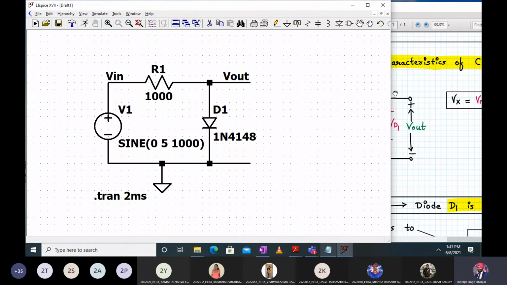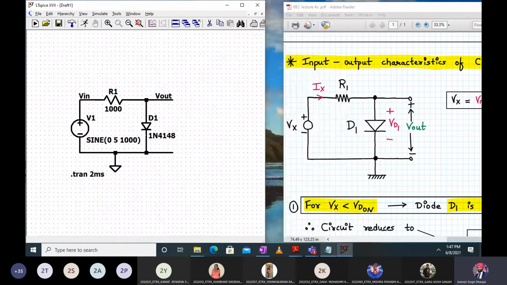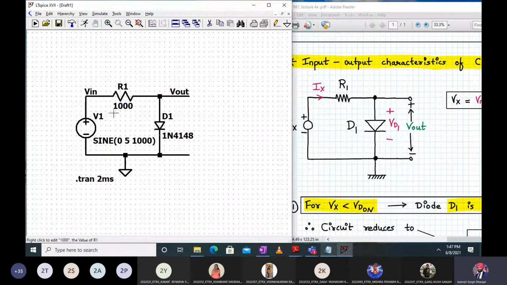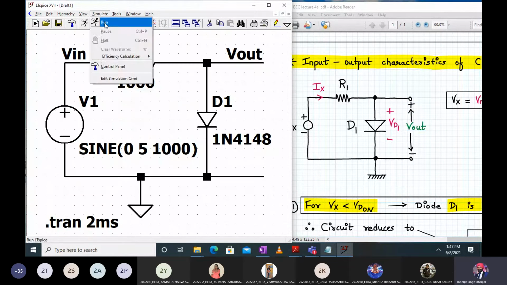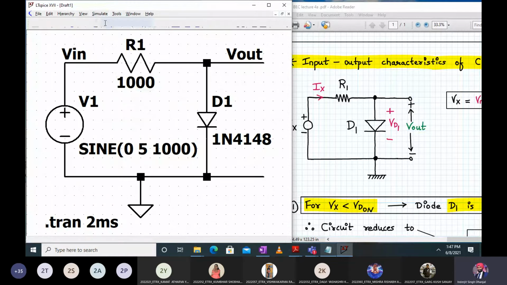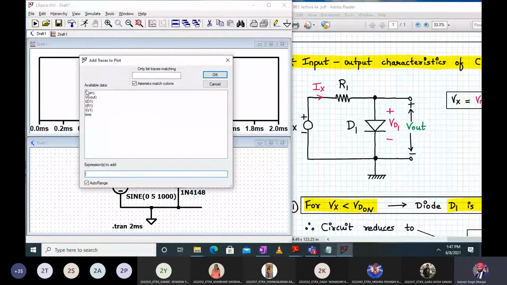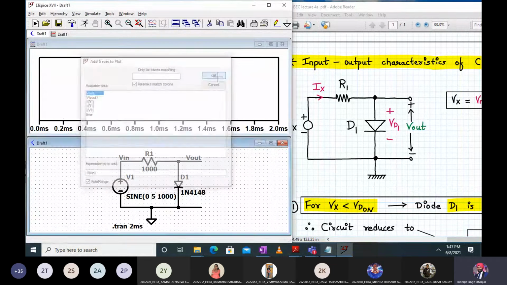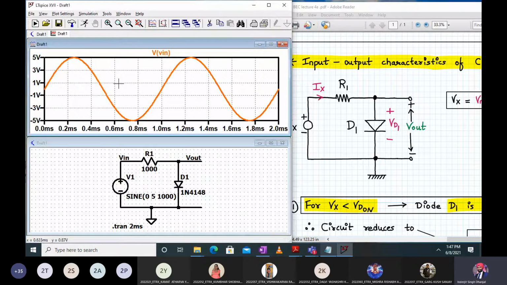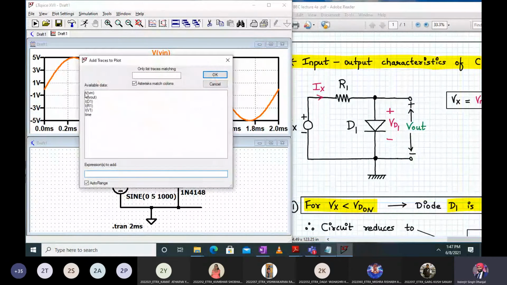So here is the circuit. Again, you see the circuit to the left and the right are now the same. Earlier I didn't check properly. Now you go to simulate, click on run. I'll right click, add trace, V in. This is my V in, and this will be my V out.